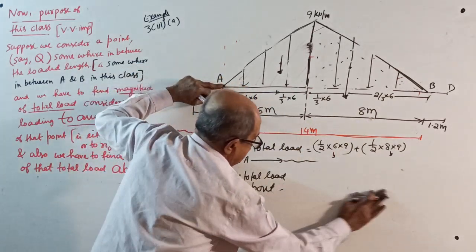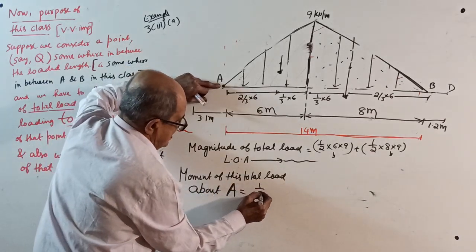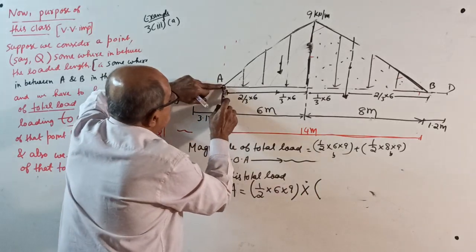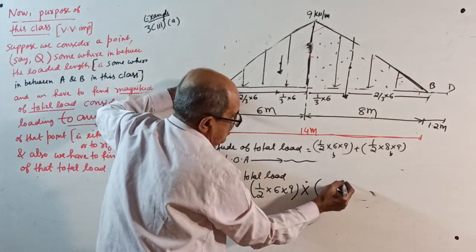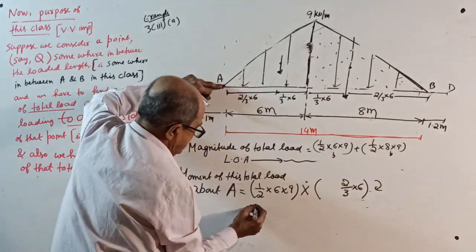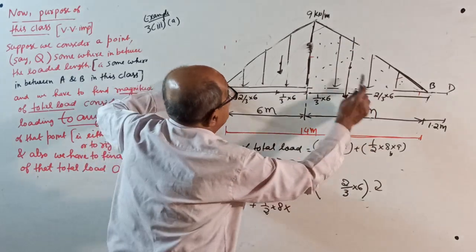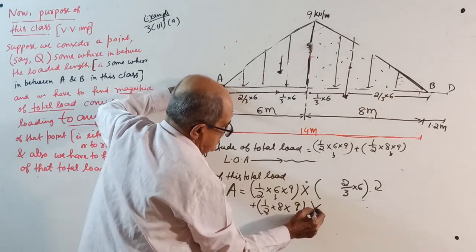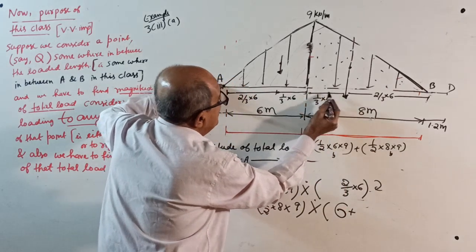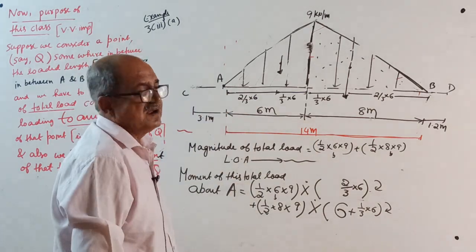Moment about A equal to, see, half into 6 into 9 is the triangle load, this side, into 2 by 3 of 6 into 2 by 3 of 6, that is clockwise. Again plus one more, half into 8 into 9 is next load, into moment about this point, 6 meter plus 1 by 3 of 6, clockwise. Both are kilonewton meter. Moment about A. Okay, start. Moment about B.